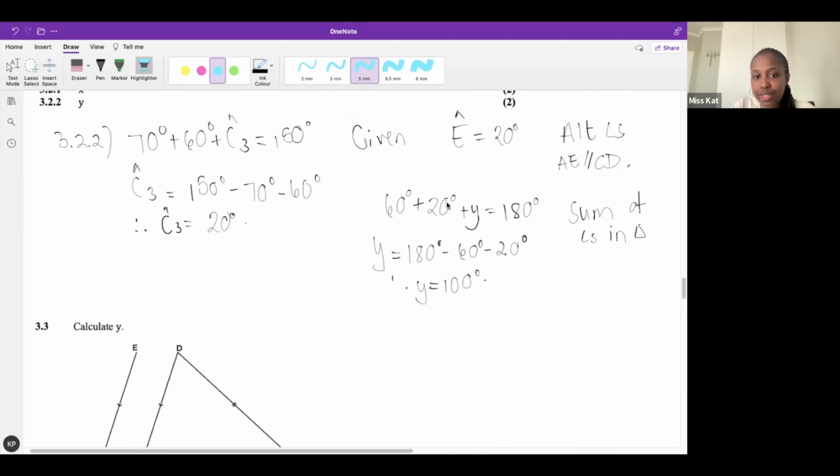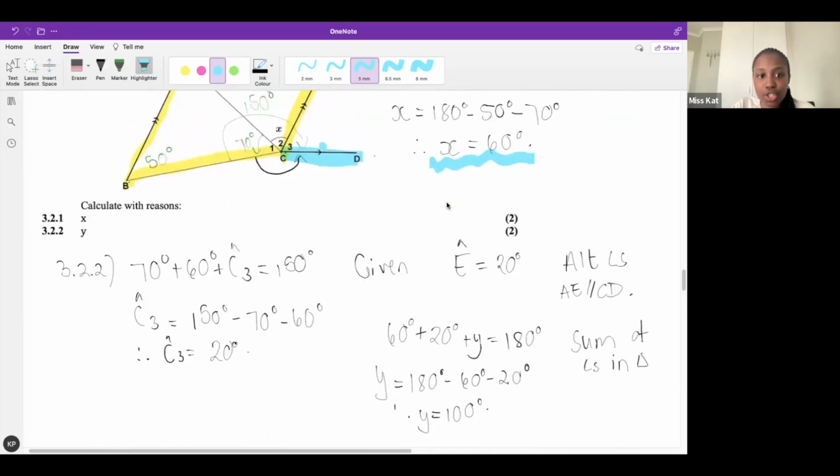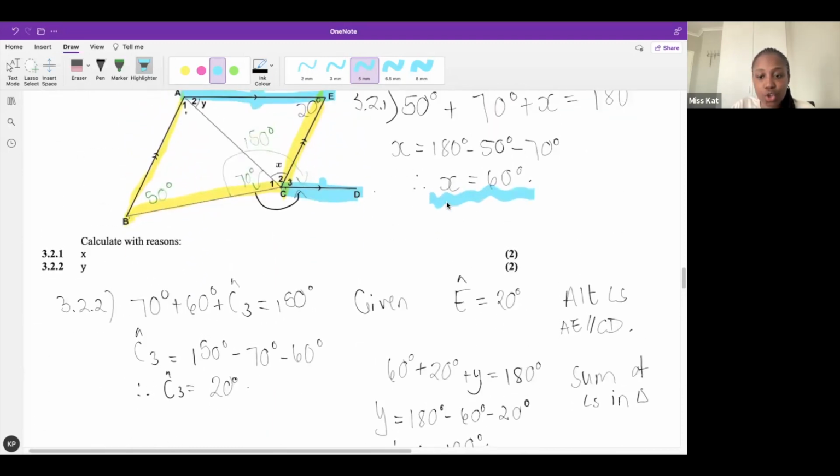Isn't Y 40? Why is Y 40? I did co-interior angles. With which angle? If you're going to do co-interior, remember A1 is how much? A1 is also 60. So it's still 60 plus Y plus 20. And you should still get the same answer.